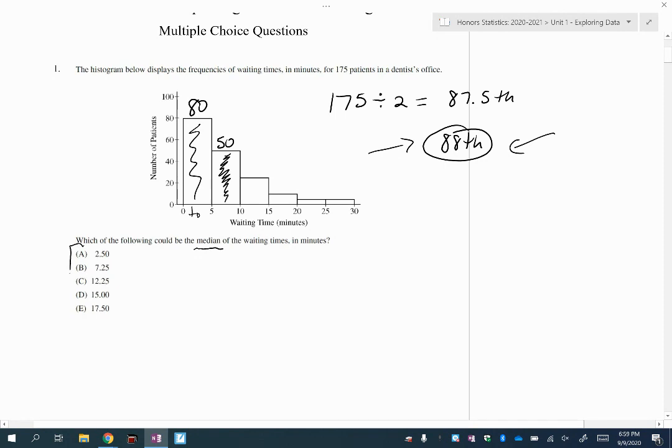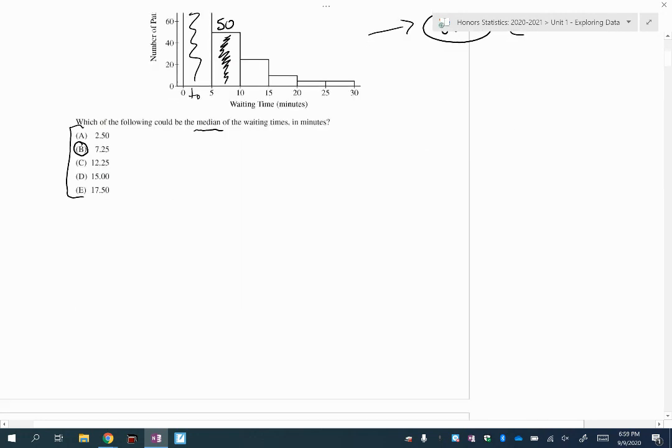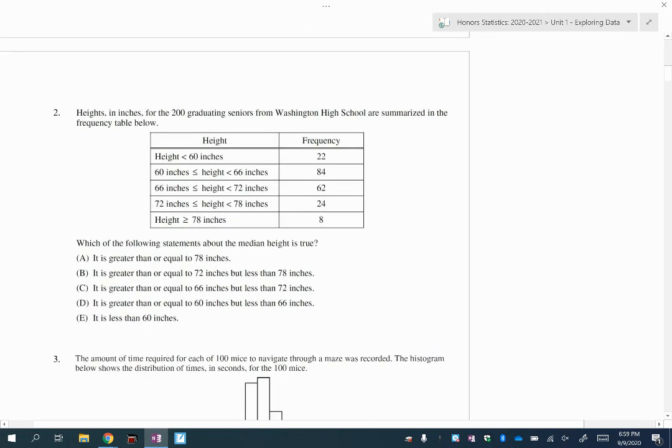So when I look at my answer choices, the answer that could be the median has to be between 5 and 10 minutes. And the only answer that's between 5 and 10 is 7.25 minutes. So that's a cool trick to find the median if you don't have the data values, but you know the total number of data values and you have a histogram. Let's try another one similar to that.